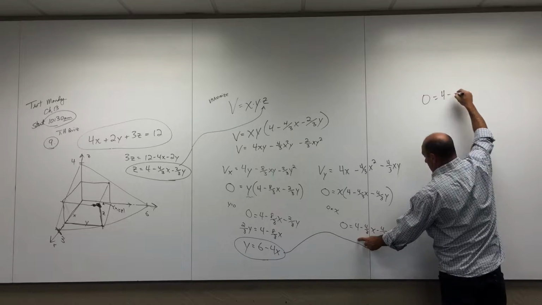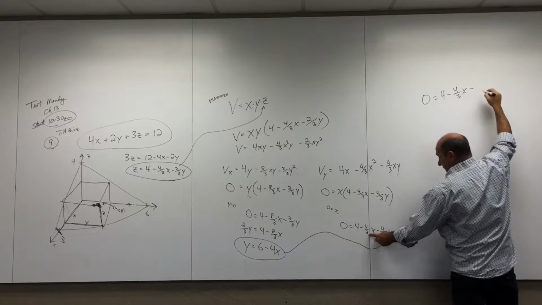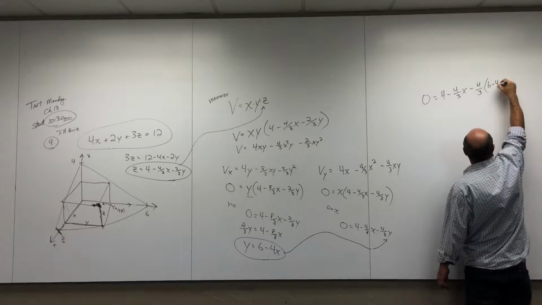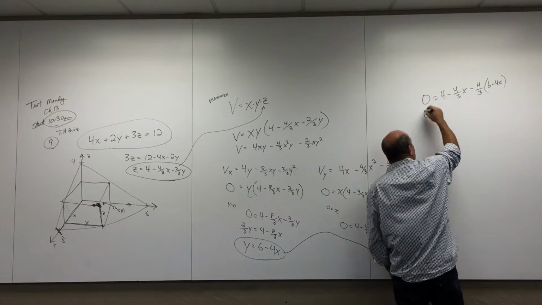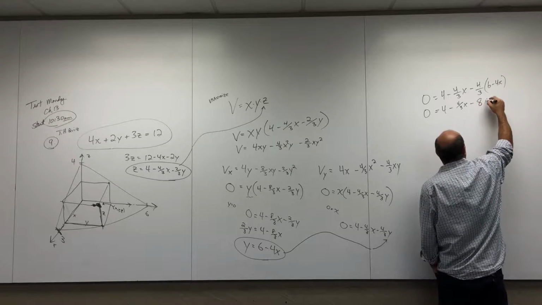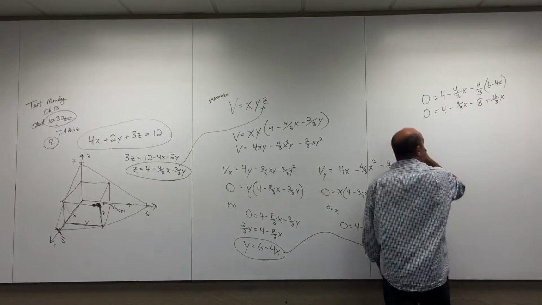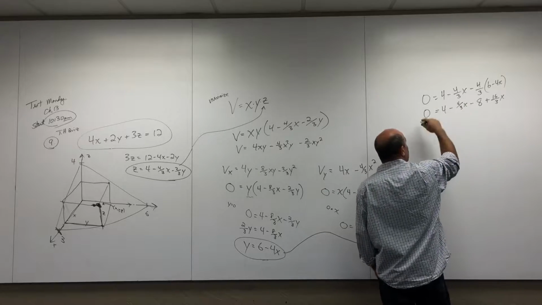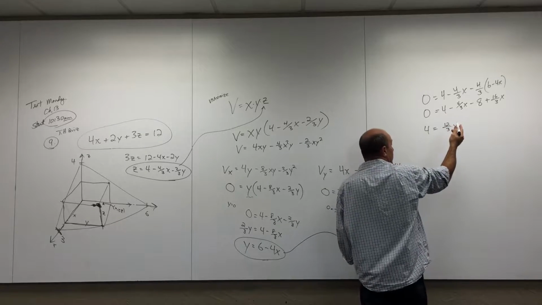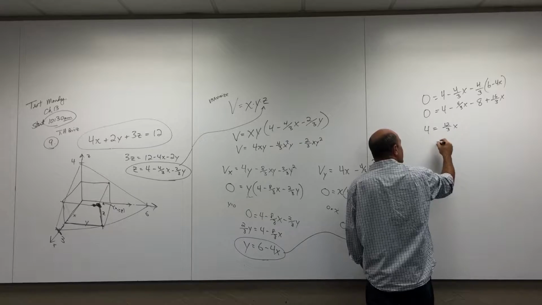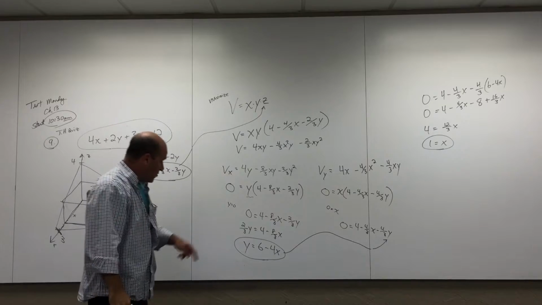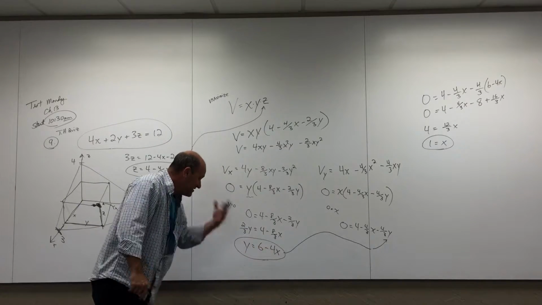4 minus 4/3 x minus 4/3 y, but my y is 6 minus 4x. This is just algebra now, as usual. That's 4 minus 4/3 x minus 8 plus 16/3 x. That's a -4. I'm moving it over here. It's a +4. That's a 12/3 x, which is a 4. Divide by 4. I think x is 1. Whew. If x is 1, plug it in here. Guess what y is? 2.